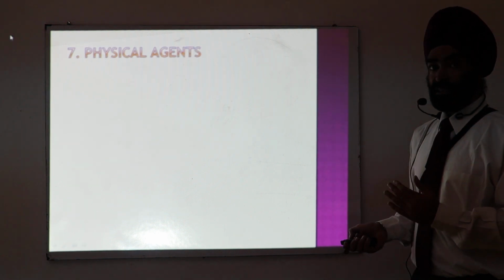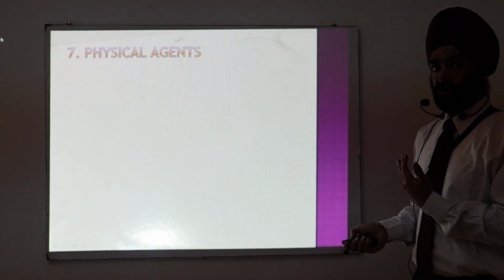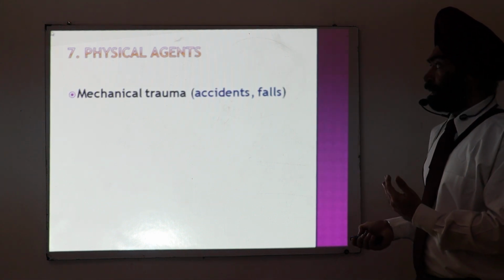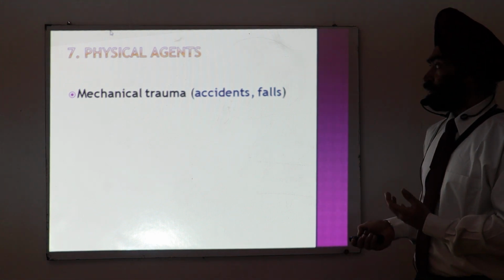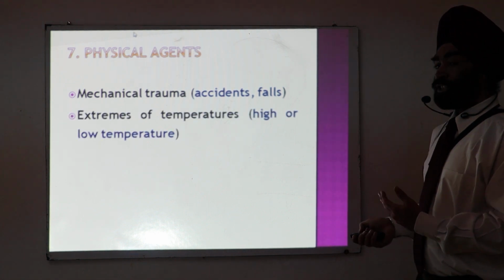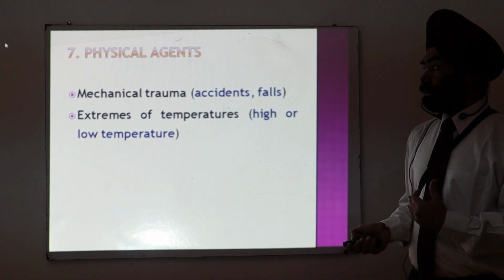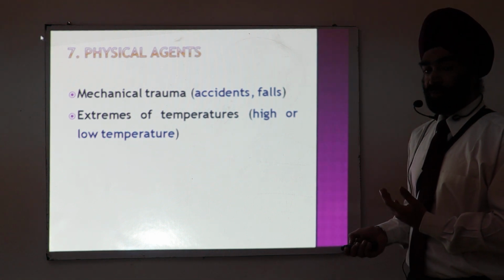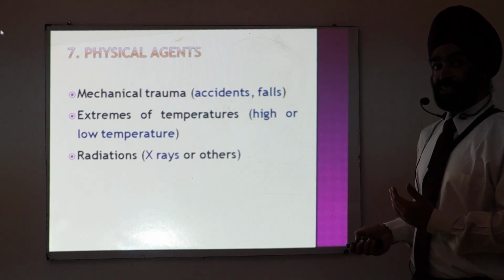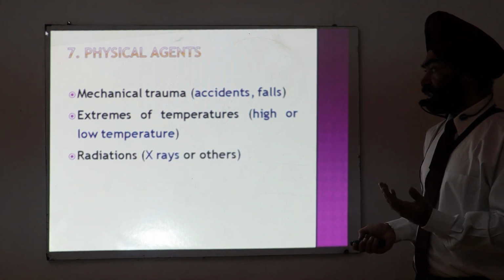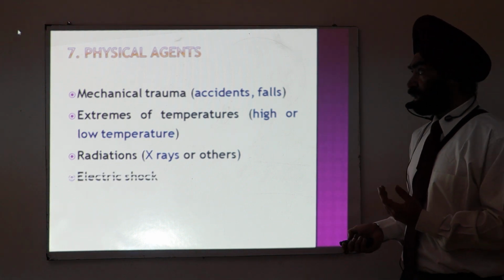Now, physical agents, again a very important reason. There is a long list of physical agents. I am just discussing one by one. Mechanical trauma, let's say a person falls or is having an accident. This is a mechanical trauma. Now, extremes of temperature, very high temperature or very low temperature, again a cause of injury, which comes under the class of the physical agents. Now, radiations, X-ray, UV radiations, these kinds of radiations are physical agents.